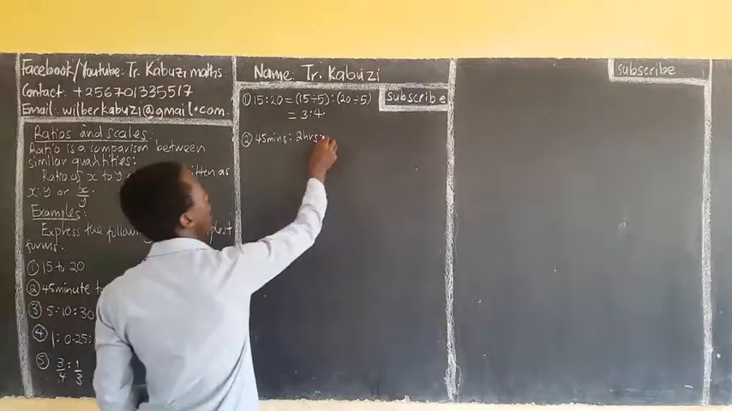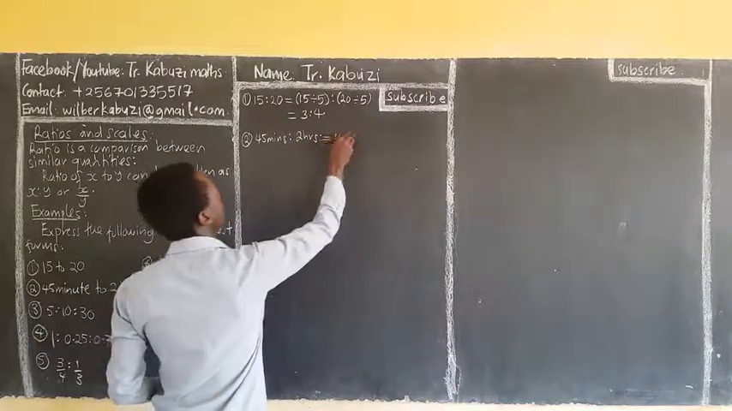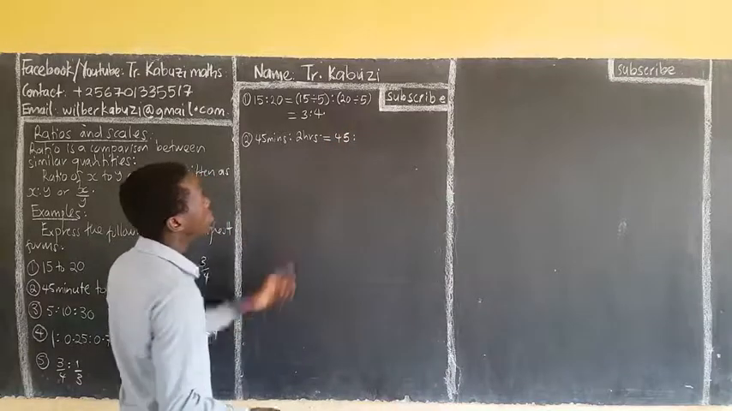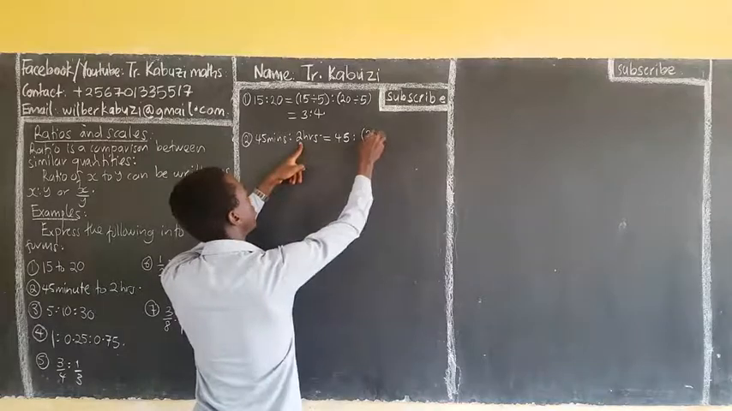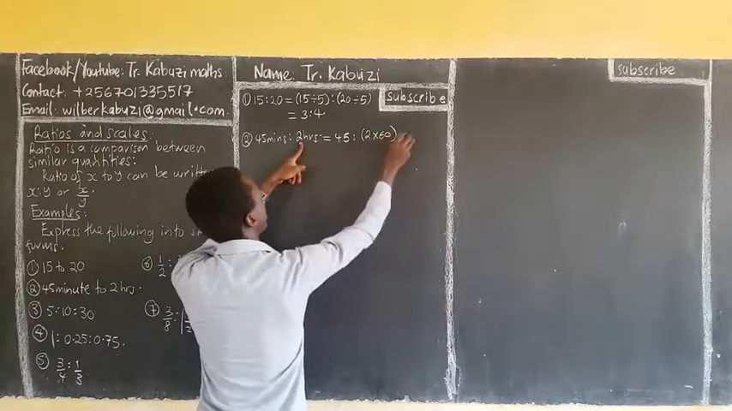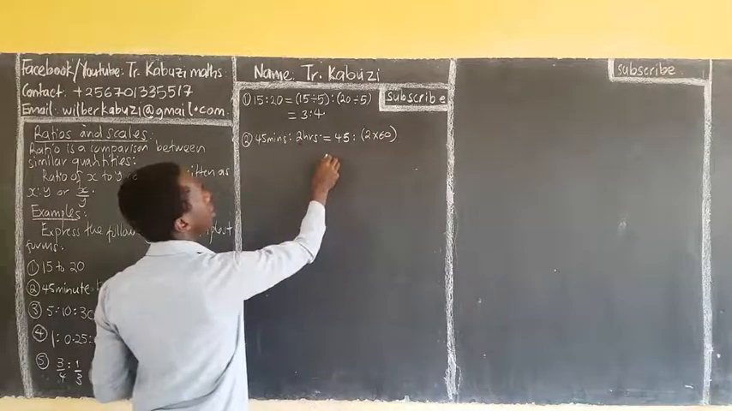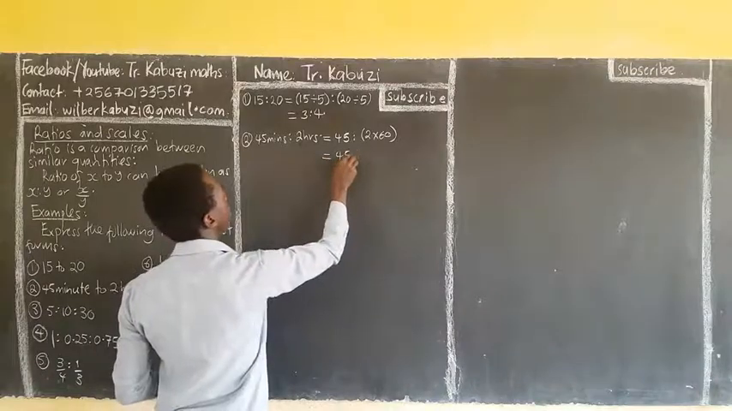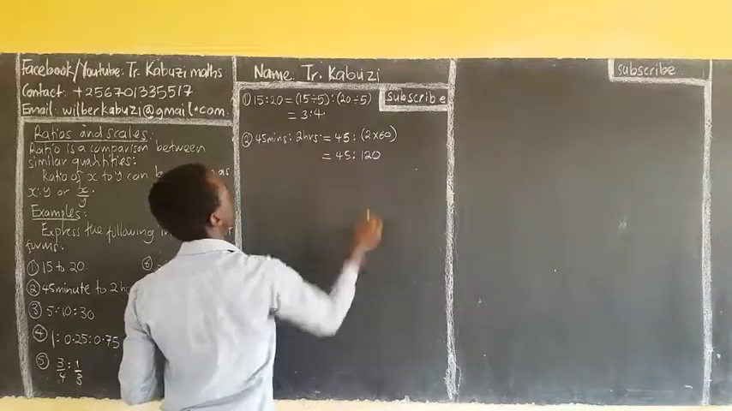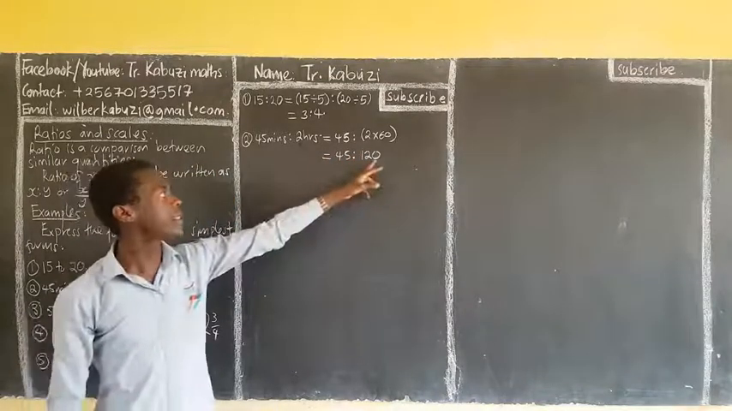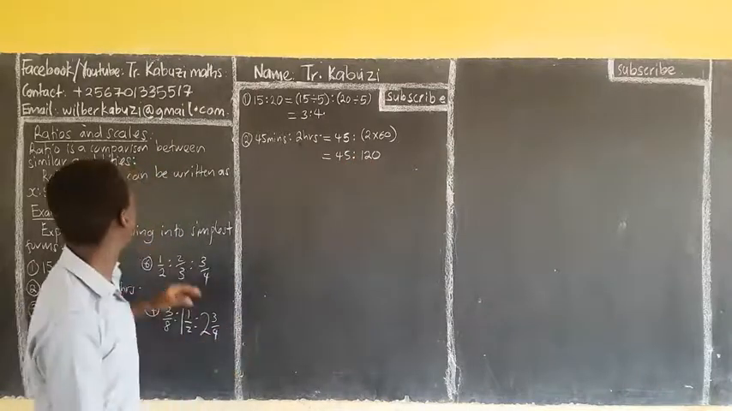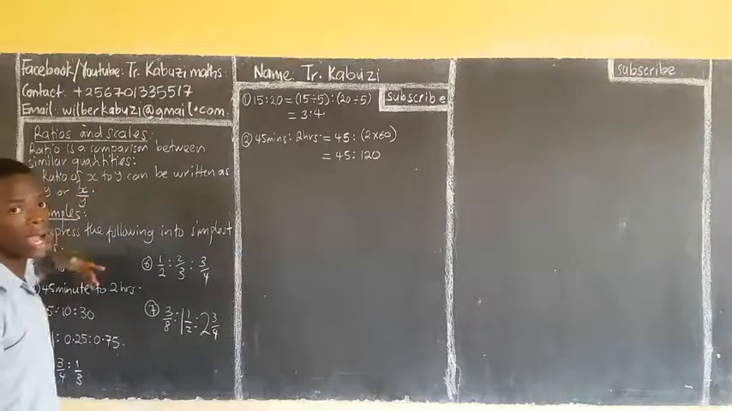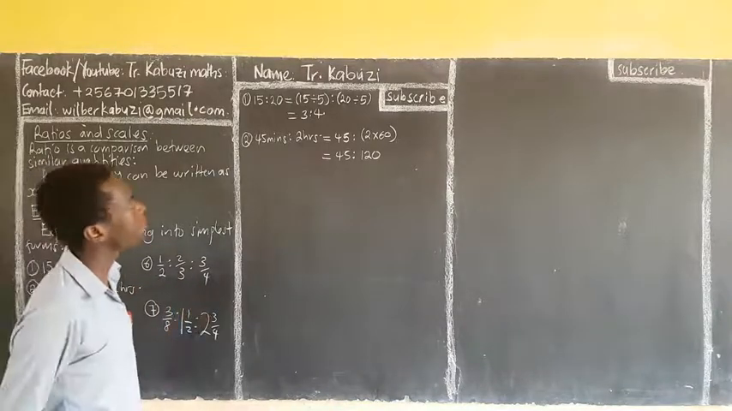So here I'll have 45 to 2 times 60, now in minutes. This will be 45 to 120. Now it is the same unit: these are minutes and these are minutes. Ratios have no units, because when we divide the same units, they cancel. So in ratios, we don't have units.